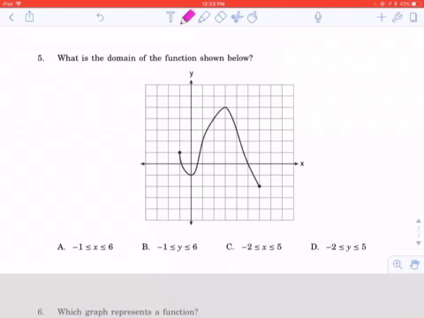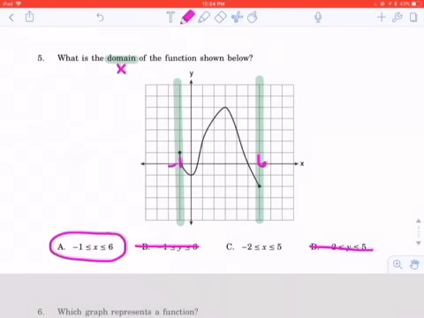Number 5, what is the domain? Okay, good. Now we're switching gears and talking about domain, which is x's. So let's peek at our answers. I can automatically cross out B and D because I want x in my answer. Where is our graph starting? Furthest point to the left. Where is it stopping? Furthest point to the right. We're starting here where x is -1, and we're stopping here where x is 1, 2, 3, 4, 5, 6. So the answer is choice A, -1 is less than or equal to x is less than or equal to 6.